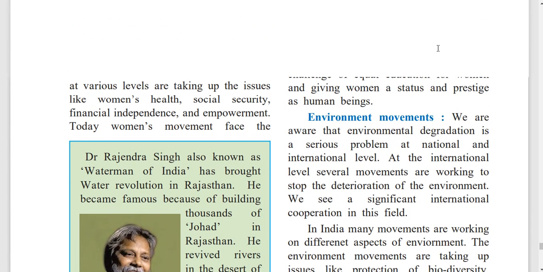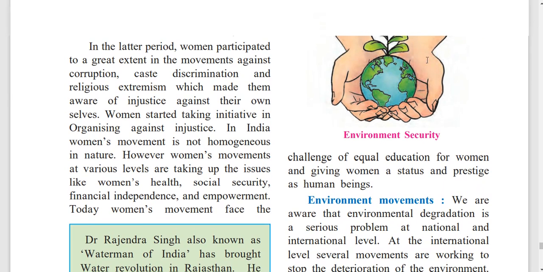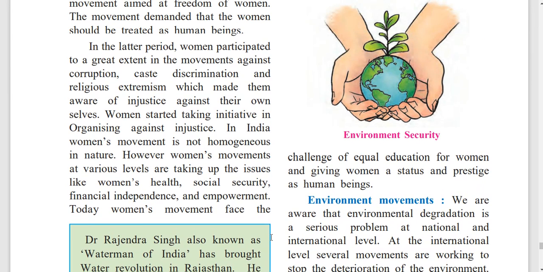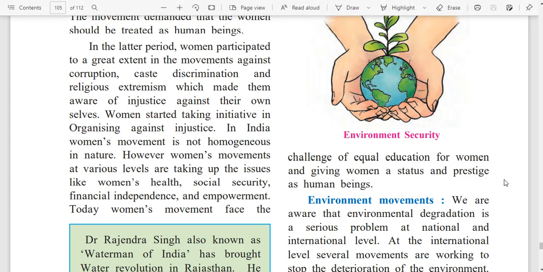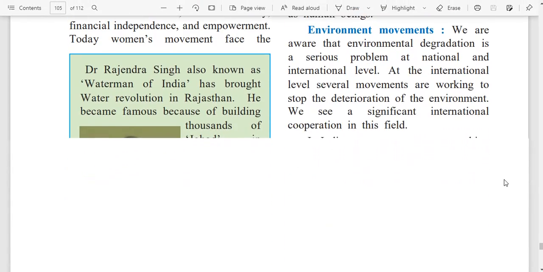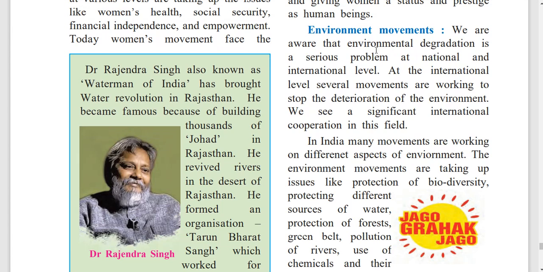Environment movements. So this is one example related to environment movement. Here environment security photograph is there, a picture is there. We are aware that environmental degradation is a serious problem at national and international level. At the international level, several movements are working to stop the deterioration of the environment. We see a significant international cooperation in this field.